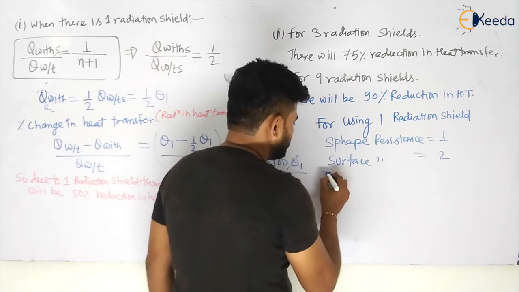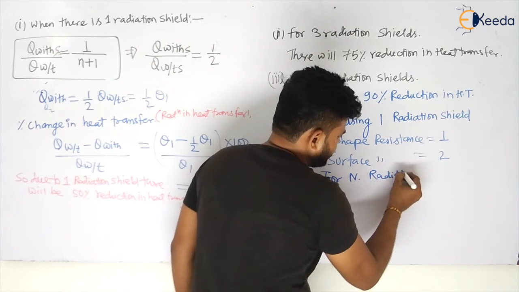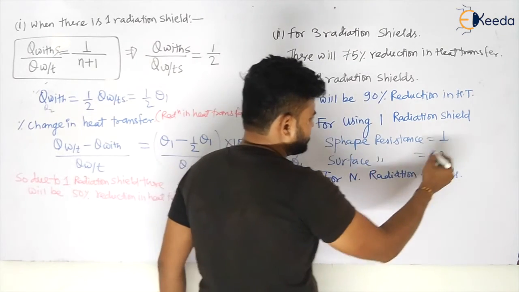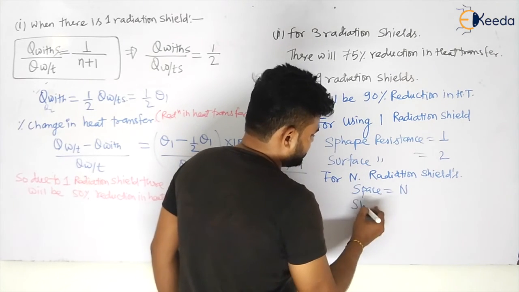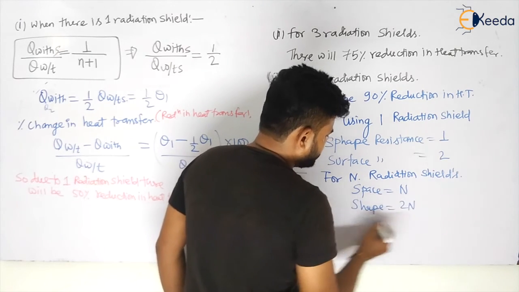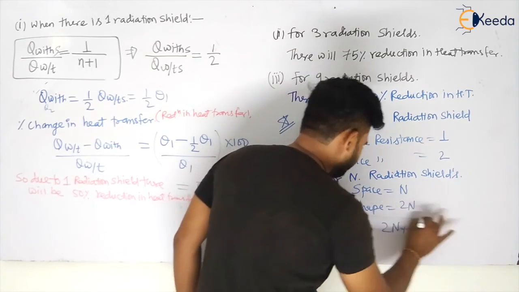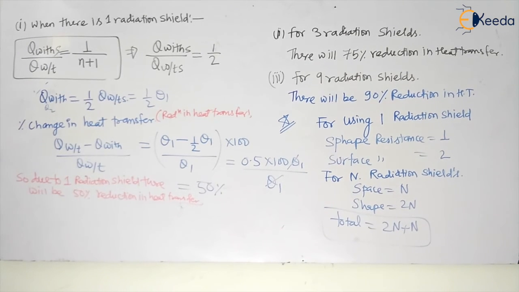If I use n number of radiation shields, what will be the space resistance? So space resistance will become equal to n and shape resistance will become equal to how much? 2n, my dear students. So the total resistance will increase by how much? This will increase by 2n plus n, my dear students. There will be n plus 1 space resistances and 2n plus 2 shape resistances for radiation shields.